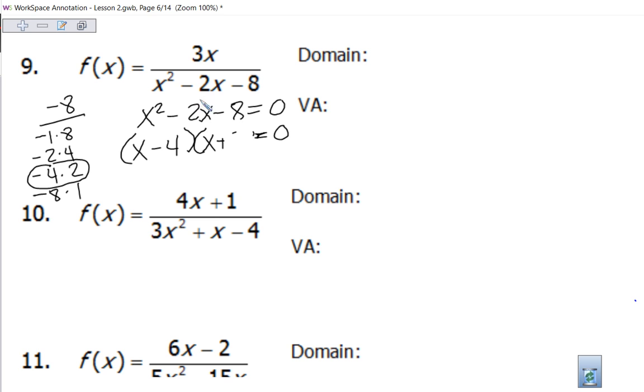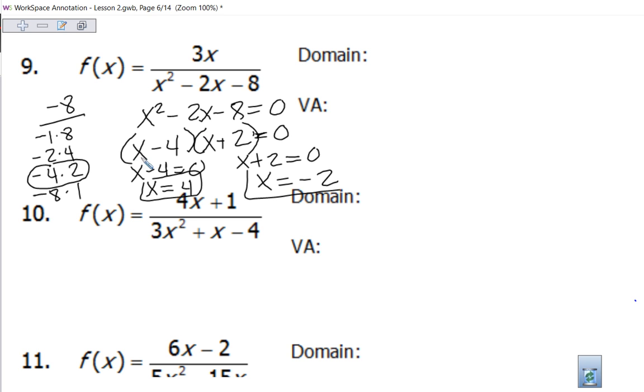And after I have it in factor form, what do I have to do? Do you remember? Set both factors equal to 0. So x minus 4, set it equal to 0, and x plus 2, set it equal to 0. So what's the first vertical asymptote? X equals 4. And over here, when I subtract 2, this would be x equals negative 2. And no, that one's not plus or minus 4 because we didn't square root it.